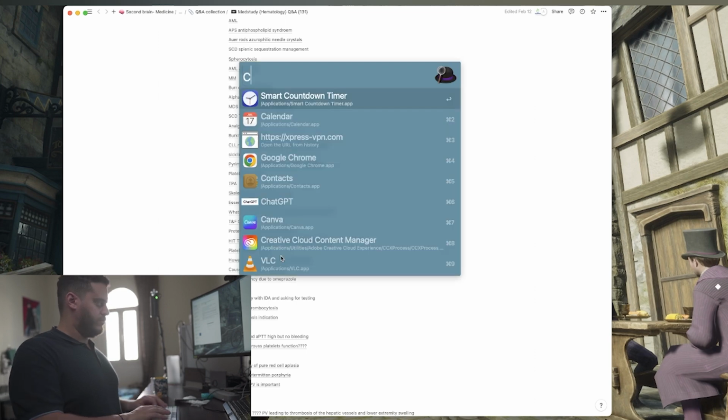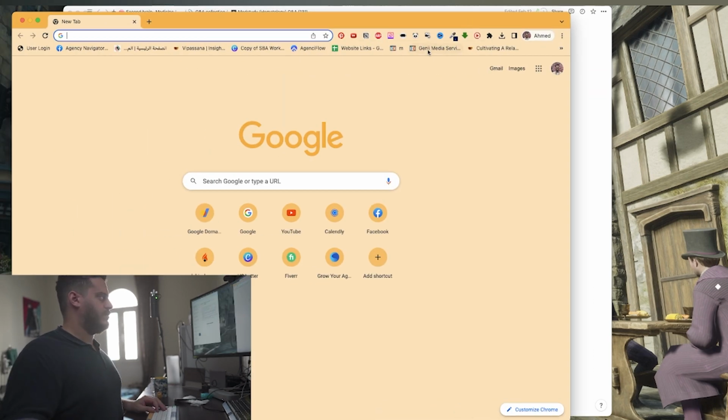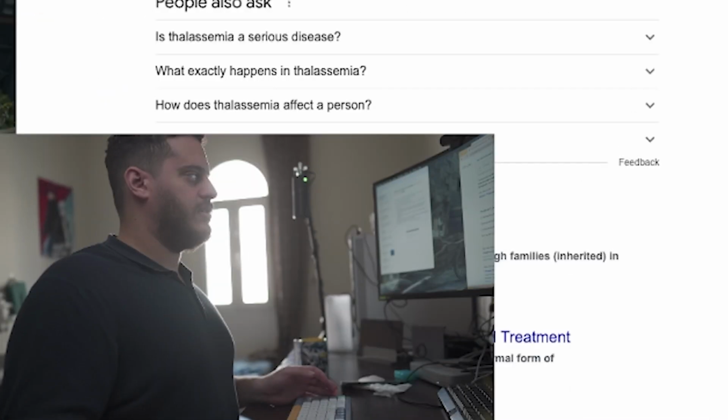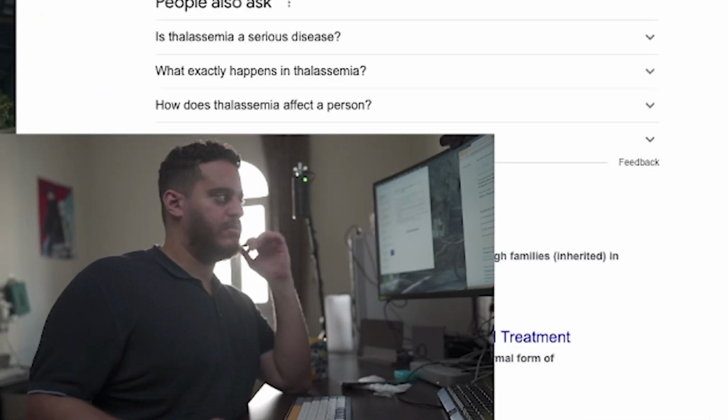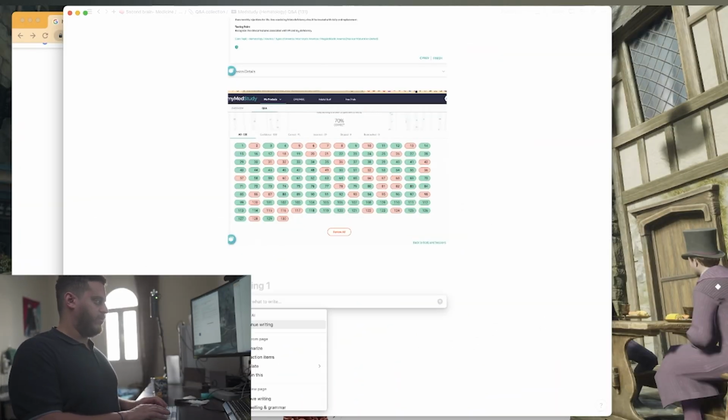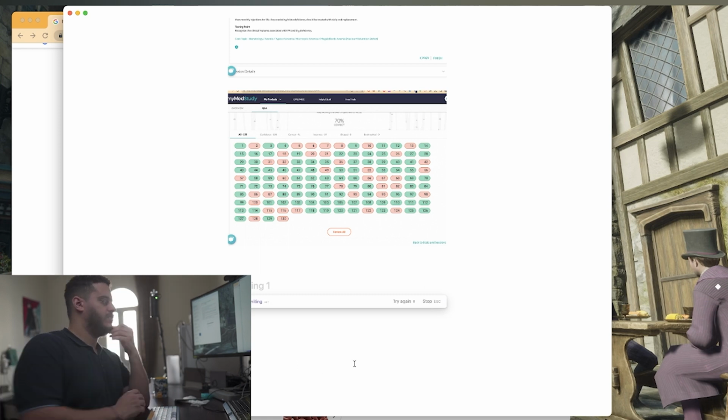If you go to Chrome, and then you ask Chrome, hey, what is thalassemia? So this is like a 3-4 second step. Like this takes some time and depends on your typing speed. So if I type Notion AI, what is thalassemia? Now, let's try to compare.